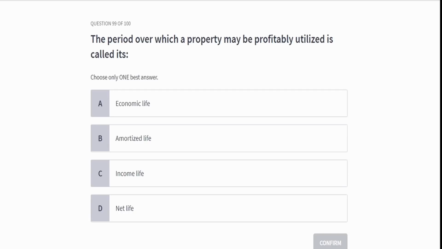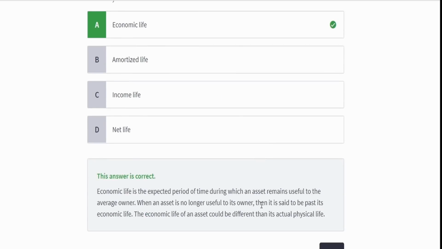Alrighty, so what is our answer for this one? Well, it's going to be A. It's the economic life. Economic life is the expected period of time during which an asset remains useful to the average owner. When an asset is no longer useful to its owner, then it's said to have passed its economic life. The economic life of an asset could be different than its actual physical life.